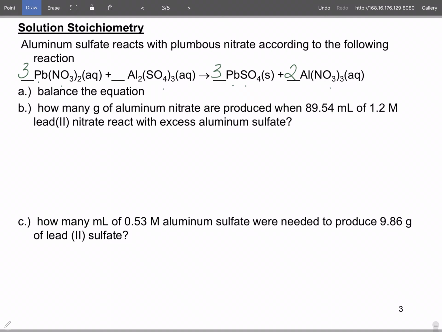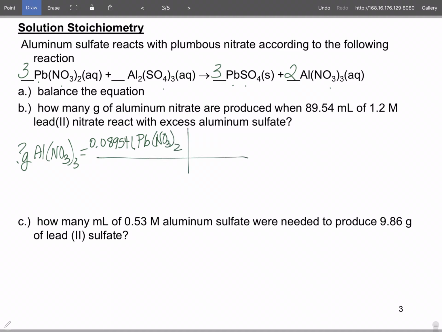Wait, I took all the fun out of it because now I'm going to have to do math. How many grams of aluminum nitrate are produced when we always start with an amount? In this case, it's going to be 0.08954 liters of lead 2 nitrate reacting with excess aluminum sulfate. So we're not worrying about a limiting reagent here.